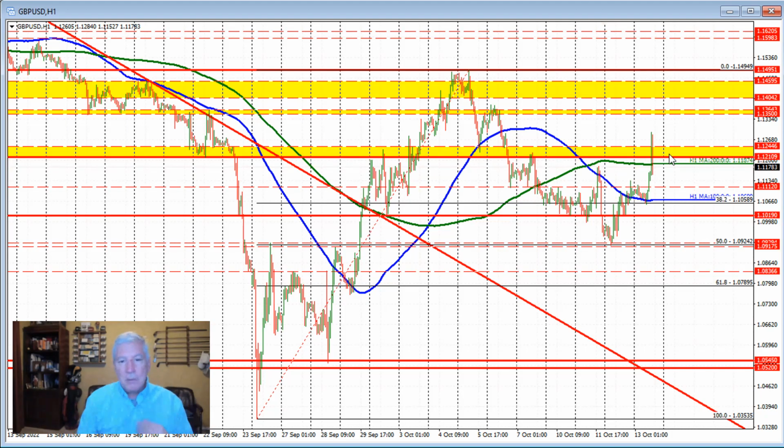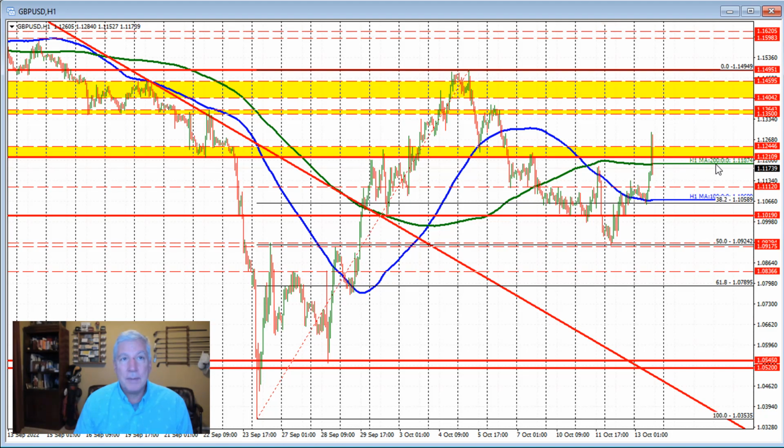So we have two things moving in tandem here with the sterling versus US dollar. One, the budget. Two, the US CPI. The budget increased the pound sterling. The CPI is decreasing the pound versus the US dollar, increasing the dollar buying.